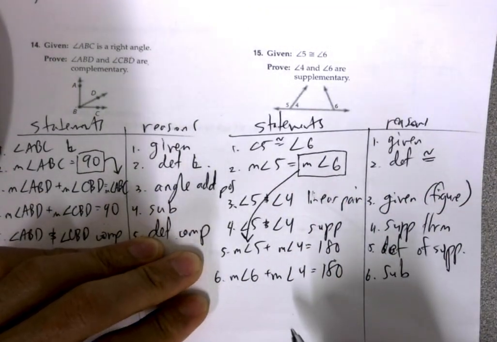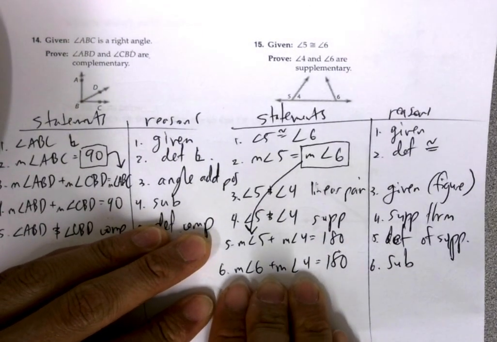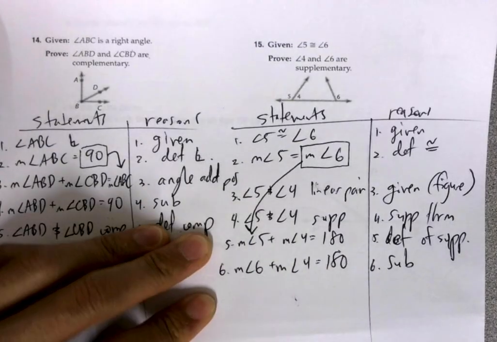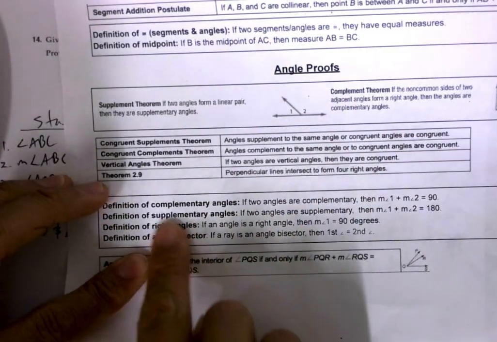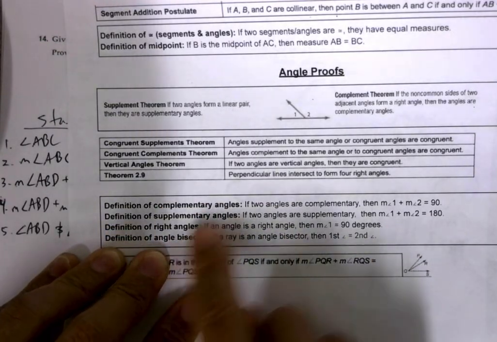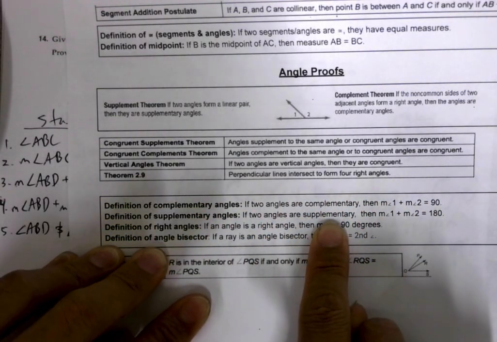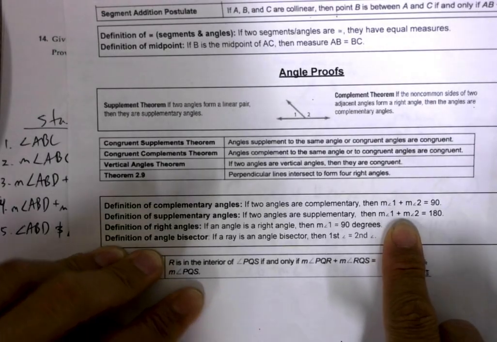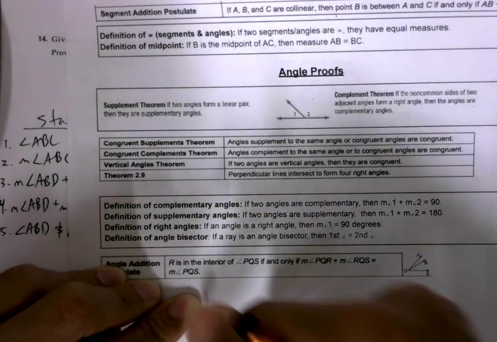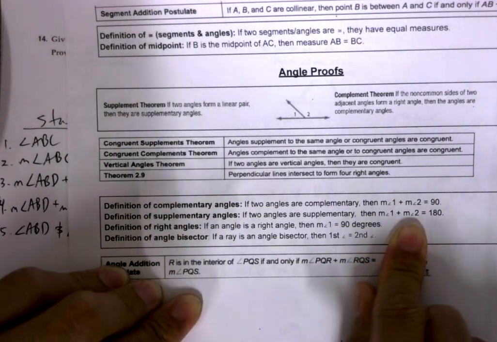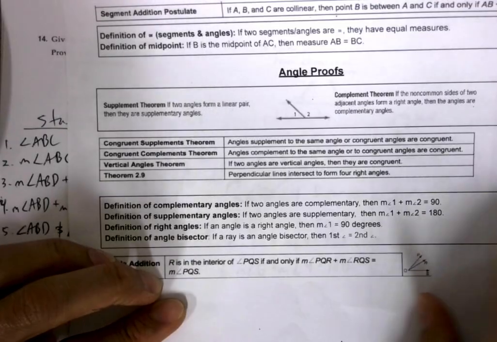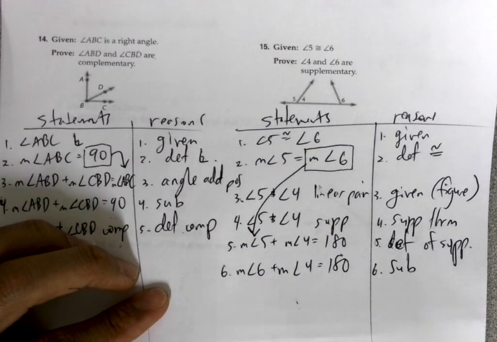Now from here, what can I say? Well, this equation means that angle 4 and angle 6 are supplementary. That here is our definition of supplementary angles. The way definitions work is if you have two angles that are supplementary, you can write this equation. We did that in this proof. Definitions also go the other way. If we have the equation, we can say they're supplementary. We have an equation for 6 and 4, so we can say 6 and 4 are supplementary.